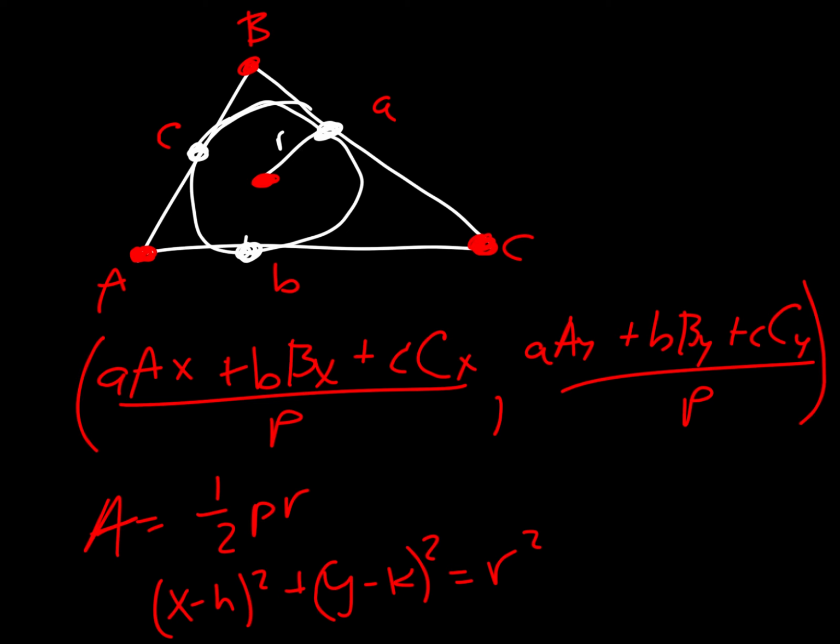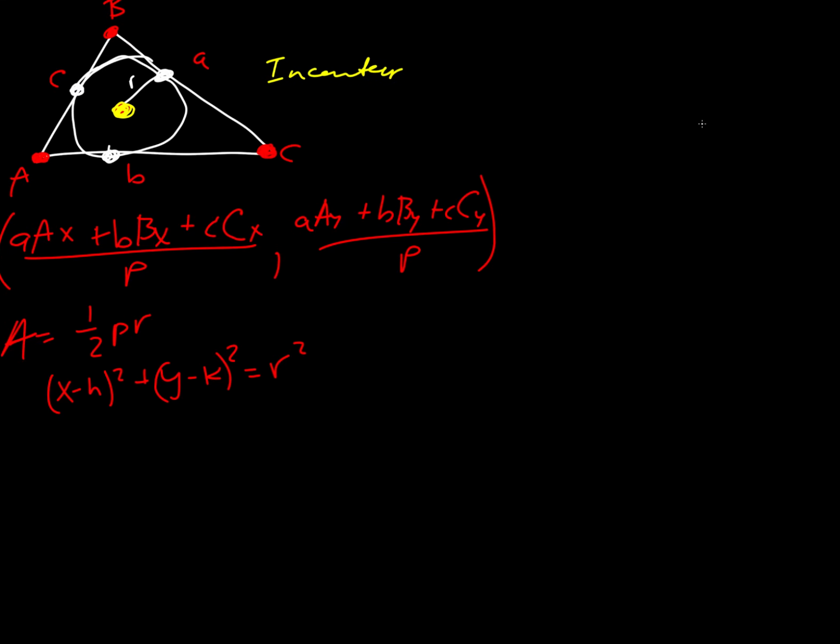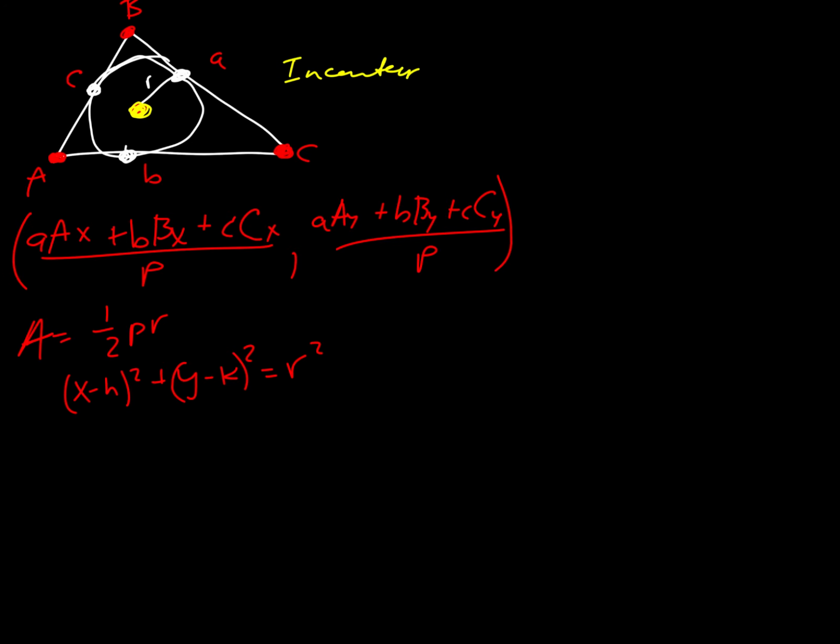So, with all that said, I know that's a lot of stuff. Some terminology: this center right here, when it's the circle that's inside of the triangle, is called the incenter. And I think that's all we really need. I think I'm going to zoom out and try to keep this on the page while we do this next part.